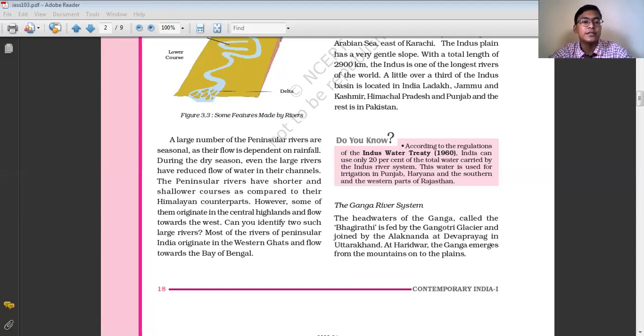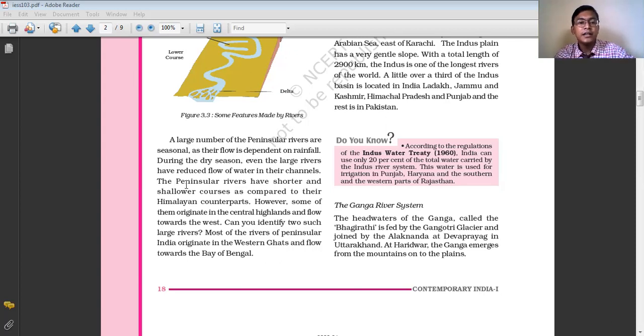Only during the rainy season do they have enough supply of water, but during the drier season most of the rivers get dry. The flow of the water reduces. So a large number of the peninsular rivers are seasonal as their flow is dependent on rainfall. Basically the flow of the peninsular rivers is totally dependent on the rainfall. During the dry season, even the large rivers have reduced flow of water in their channels, which means they do not have enough supply of water.